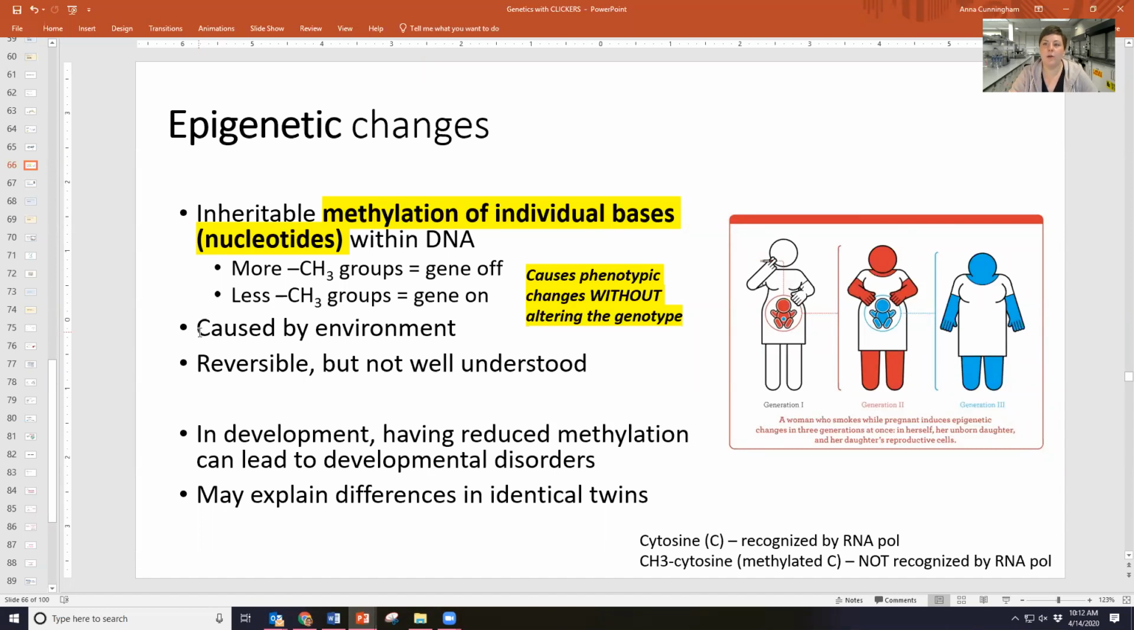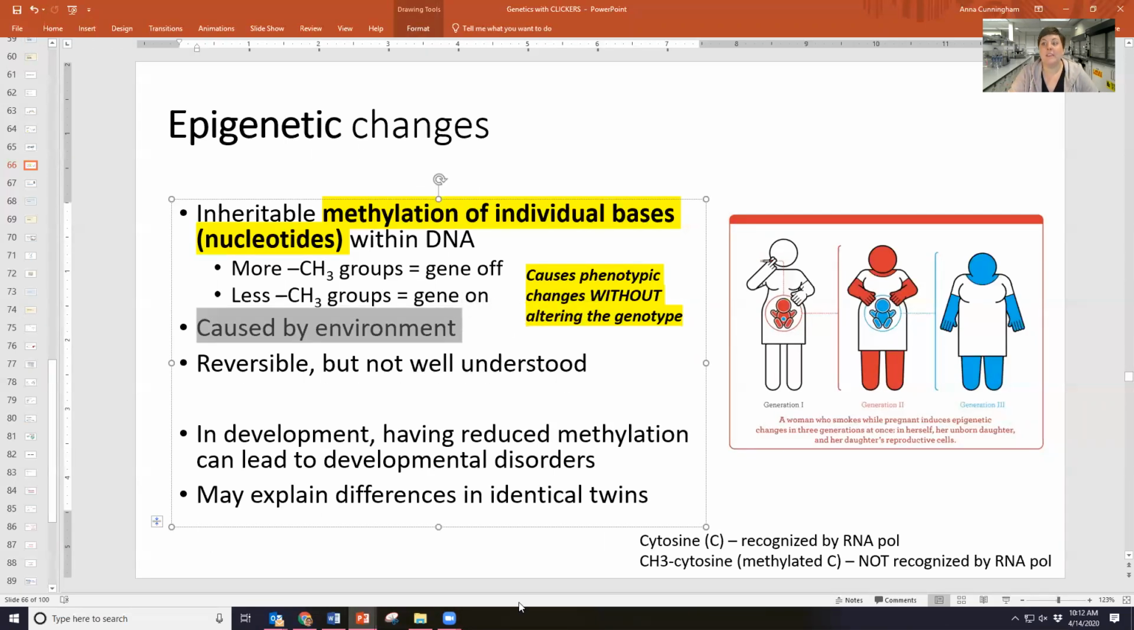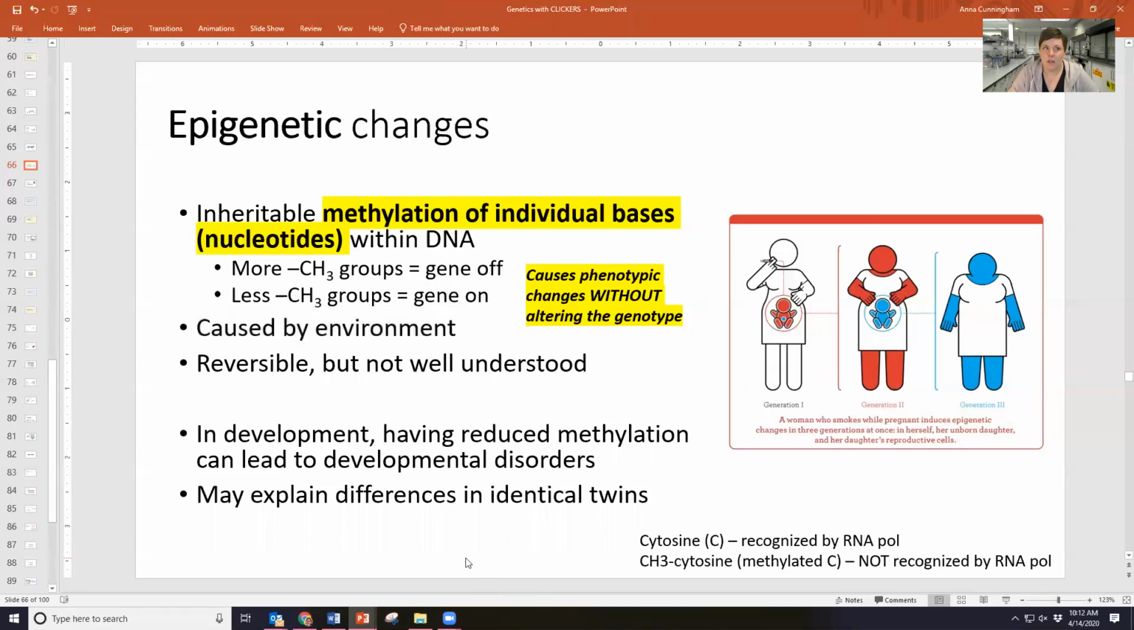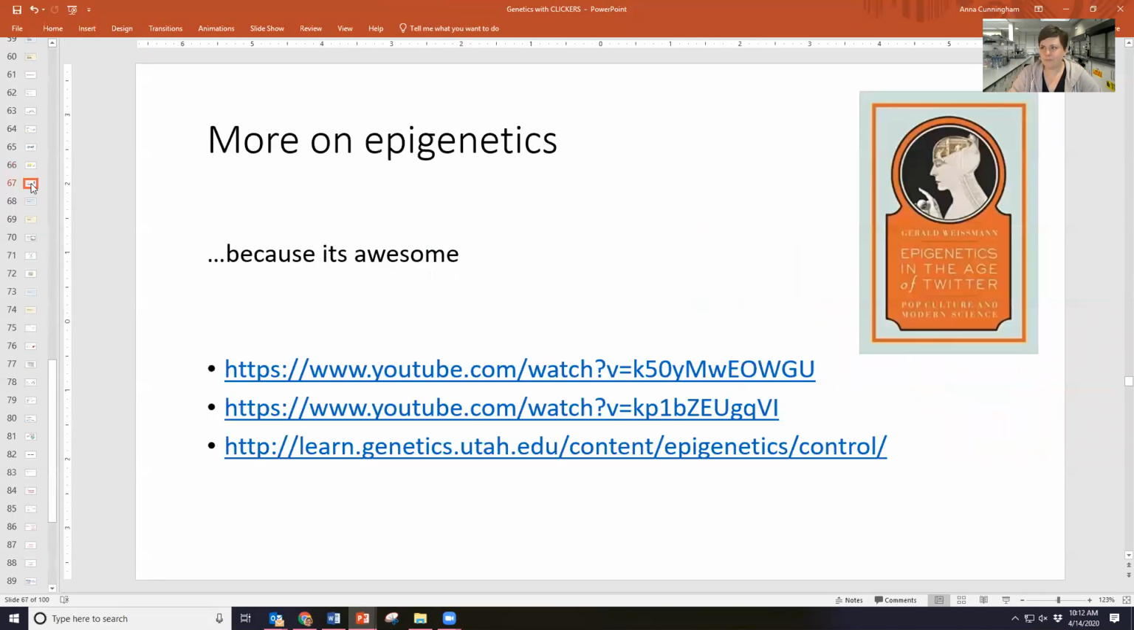What we know is that these changes can be influenced by the environment. So epigenetic changes are one of our emerging explanations for that nature versus nurture hypothesis. I don't have time to talk about this all day, even though I would love to. So I posted some stuff in this PowerPoint to go into it.